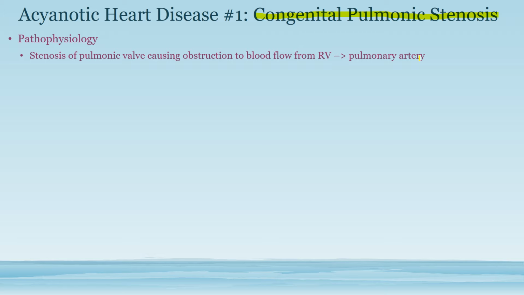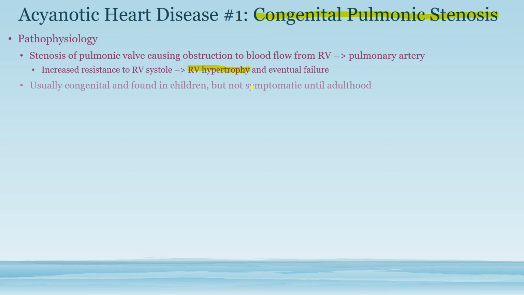So the pathophysiology, you have a stenosis of the pulmonic valve causing obstruction from the right ventricle to the pulmonary artery. Because you have increased resistance to the RV systole, the right ventricle will hypertrophy to try to overcome it, and eventually over time, usually in adulthood, it will fail. So you get right ventricular hypertrophy because of the obstruction. Usually congenital and found in children, but only causes problems when they're adults.